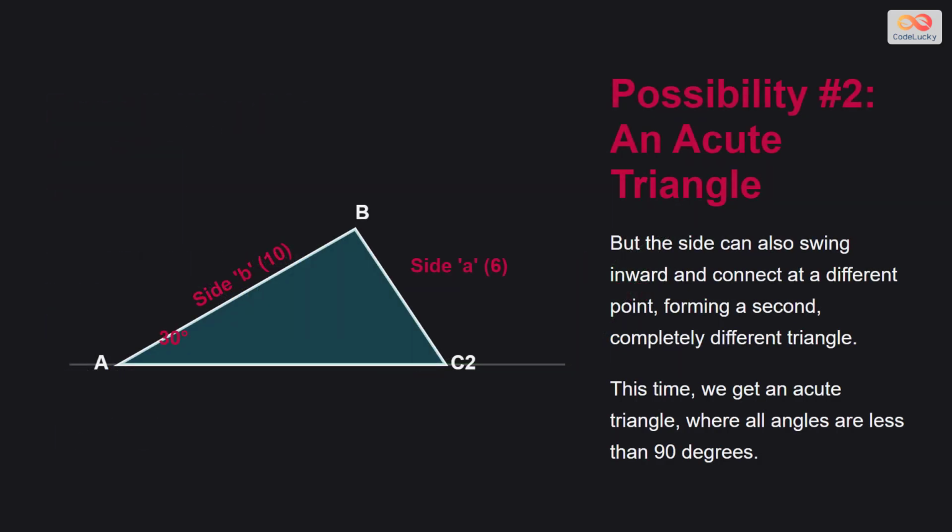But wait, the same side of length 6 can also swing inward and touch the base at a different spot. This creates a second, completely different triangle. This one is an acute triangle, meaning all of its angles are smaller than 90 degrees. It still uses the exact same 30-degree angle, side of 10, and side of 6.